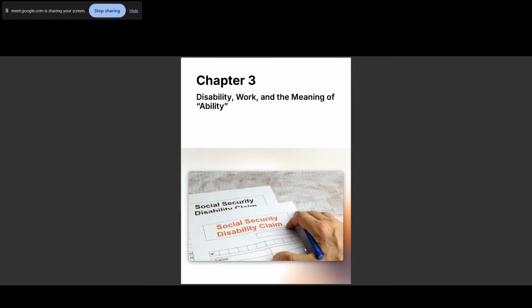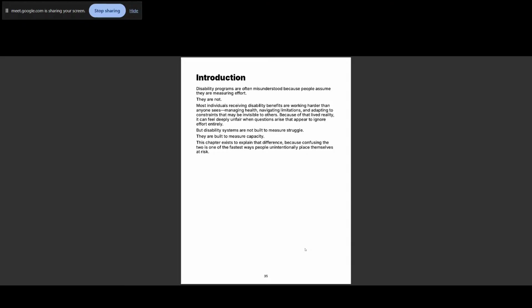Chapter 3, Disability, Work, and the Meaning of Ability. Introduction. Disability programs are often misunderstood because people assume they are measuring effort. They are not. Most individuals receiving disability benefits are working harder than anyone sees, managing health, navigating limitations, and adapting to constraints that may be invisible to others. Because of that lived reality, it can feel deeply unfair when questions arise that appear to ignore effort entirely.